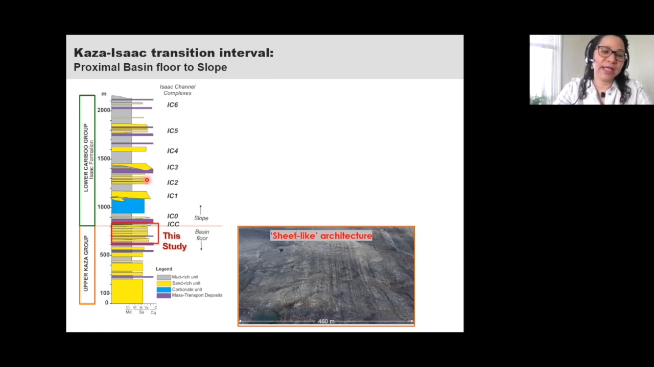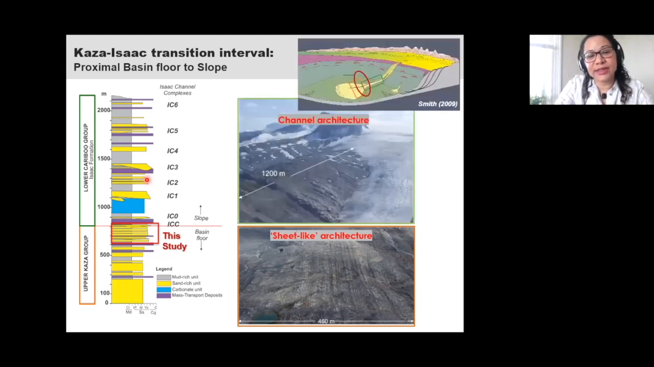The Casa is overlain by the Isaac formation, which is the lower member of the lower Caribou group, and here it is more than 1.3 kilometers thick. What we see there are sandstone and conglomerate-filled ridges encased in mud. We call them mudstones, but they are basically bedded turbidites. These ridges show lenticular intervals that we have interpreted to be slope channels.